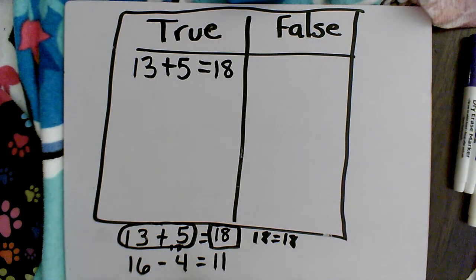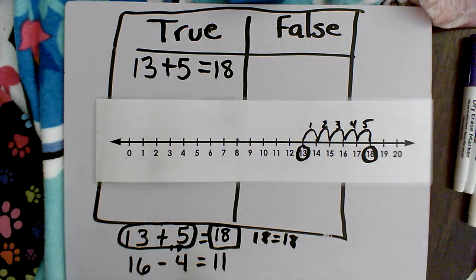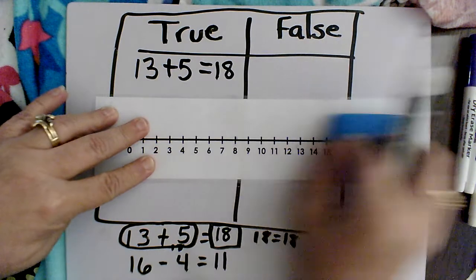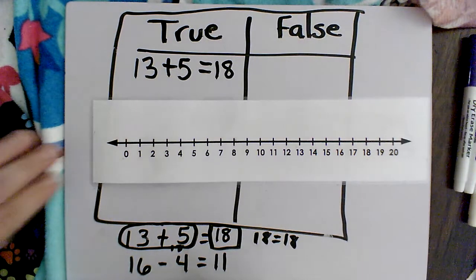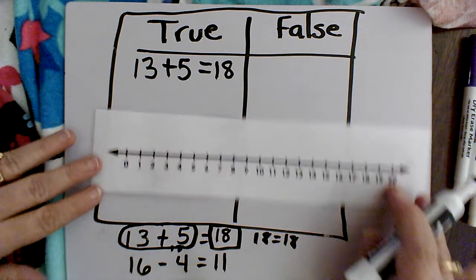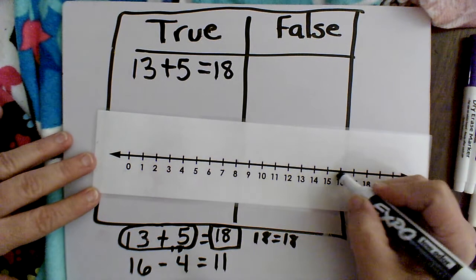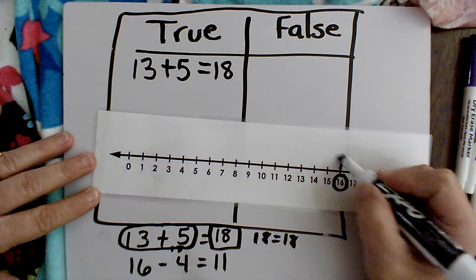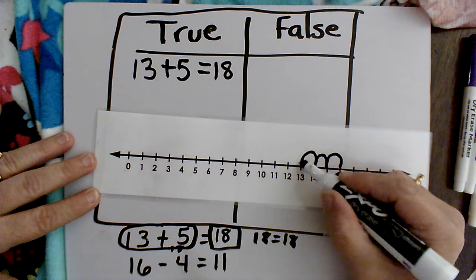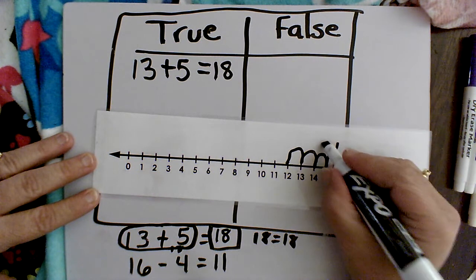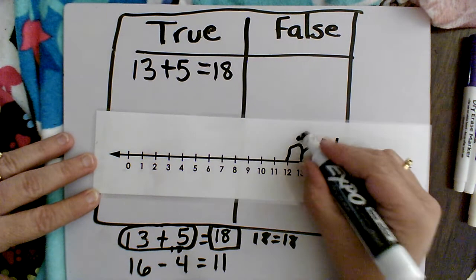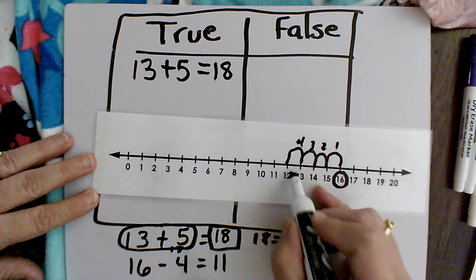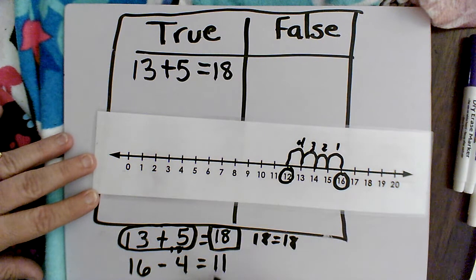Okay, so let's go to the second one. 16, let me erase my number line first. Okay, so 16 minus 4 is 11. So if I start out at the 16 and I subtract, hop 4 backwards, 1, 2, 3, 4. I stopped at 12, but this says 11.